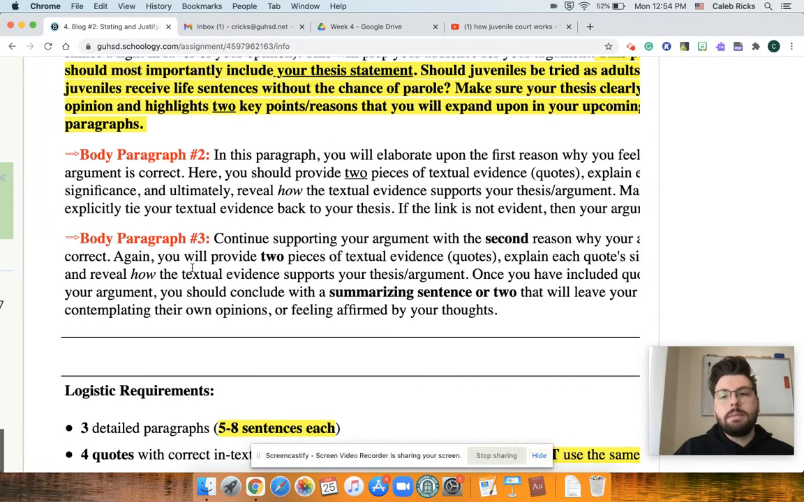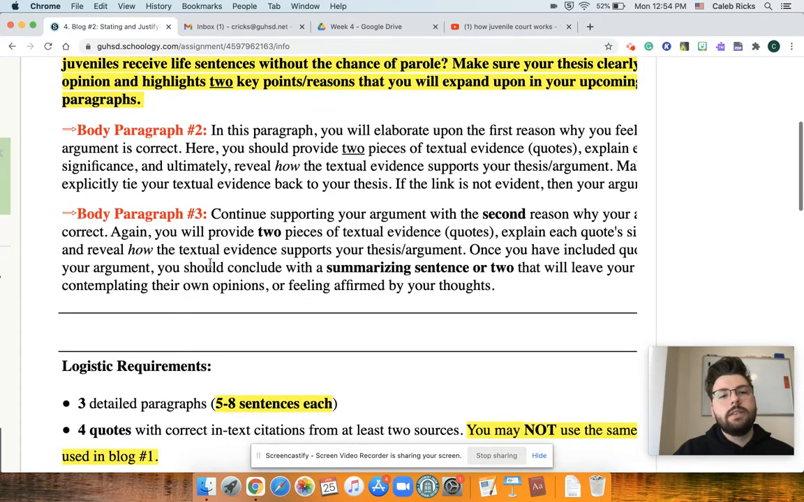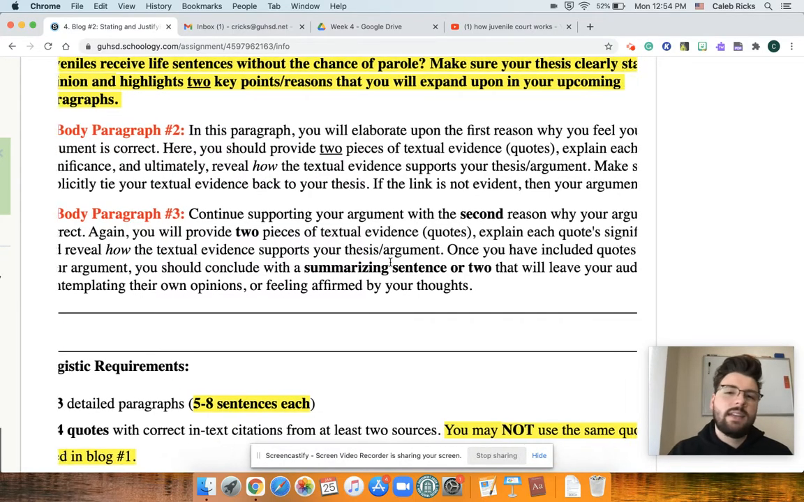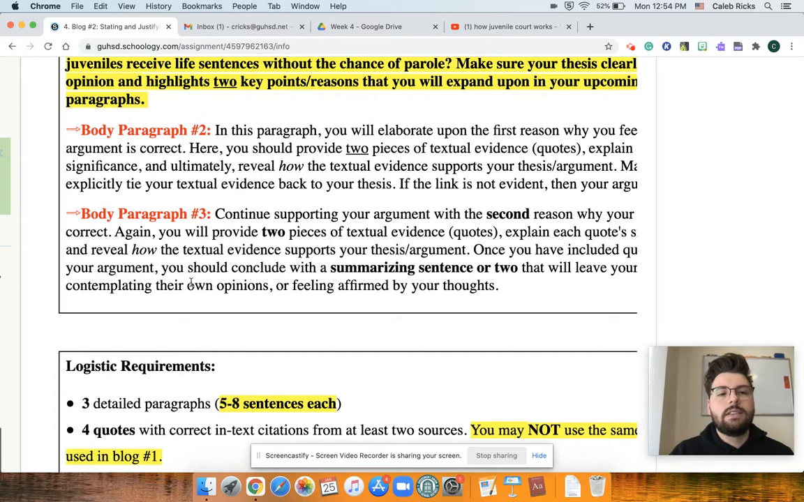As for this last body paragraph, you're not going to have a concluding paragraph for this blog post. You're instead just going to provide a summarizing sentence or two to leave your audience contemplating their own opinions or feeling affirmed or supported or aligned with your thoughts, right? So instead of having a concluding paragraph, think of it as having a concluding sentence or two.